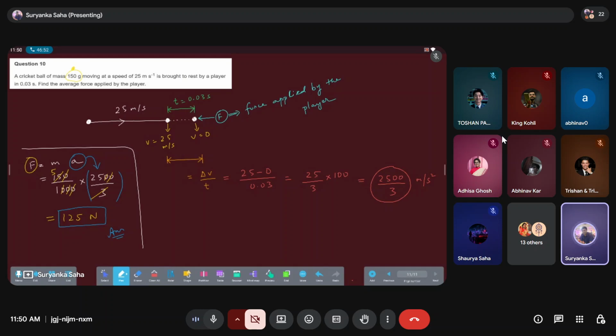You don't have to write the magnitude over there. Don't see the answer in the book. Okay, so this is the average force applied by the player to stop the ball. Yeah, I'm writing over here, average force.